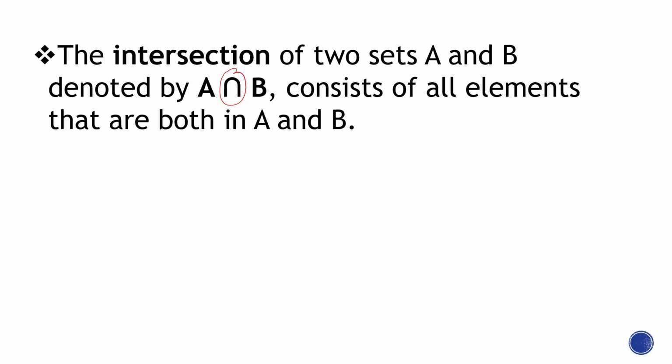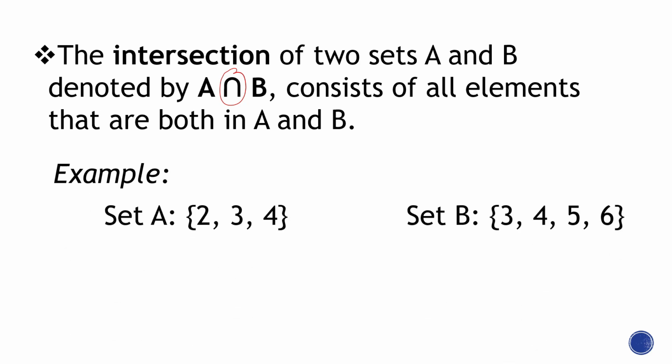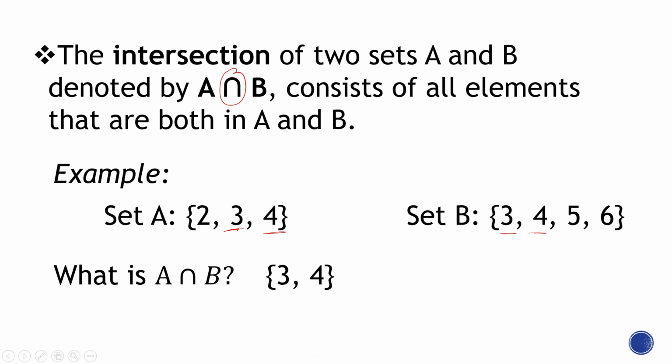For example, here we have set A: 2, 3, 4, and then set B: 3, 4, 5, and 6. All you need to do is to identify the common element or elements of the two sets. And here we can see there's no 2 in B, but there's a 3. And then we have the 4. So there you go. What is the intersection of A and B? That's 3 and 4. All right.